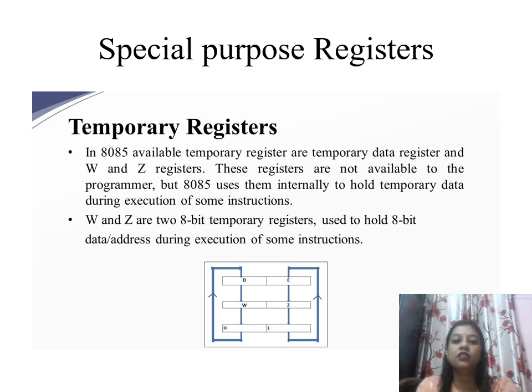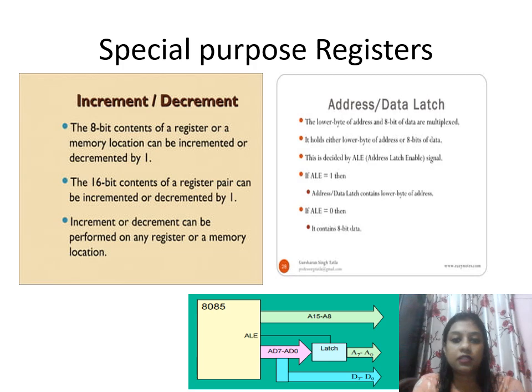Next are temporary registers. There are two temporary registers, W and Z, which are available in the microprocessor 8085, which are not accessible by the user, but they are generally used in some of the instructions in which the microprocessor needs to hold the data for temporary purpose.